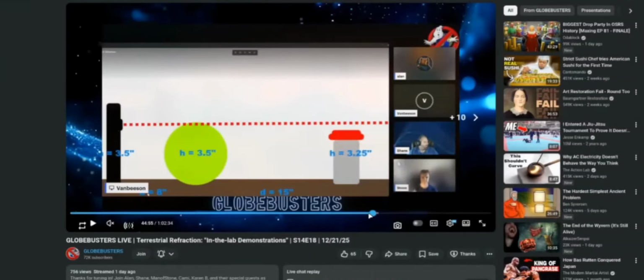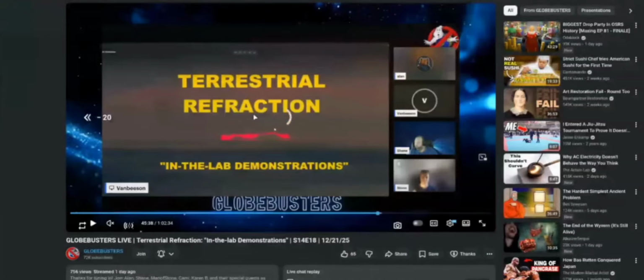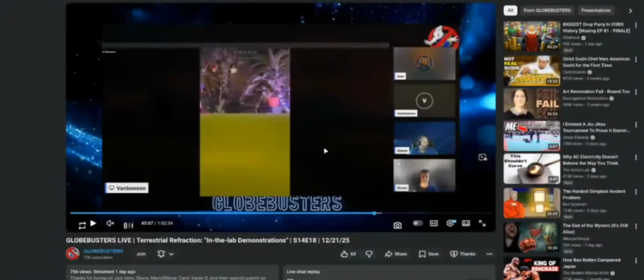Here's our observer elevation. Here's the setup. And when he adds the medium, nothing happens. It doesn't geometrically lift back over it. So there's a big difference in what's being talked about there.